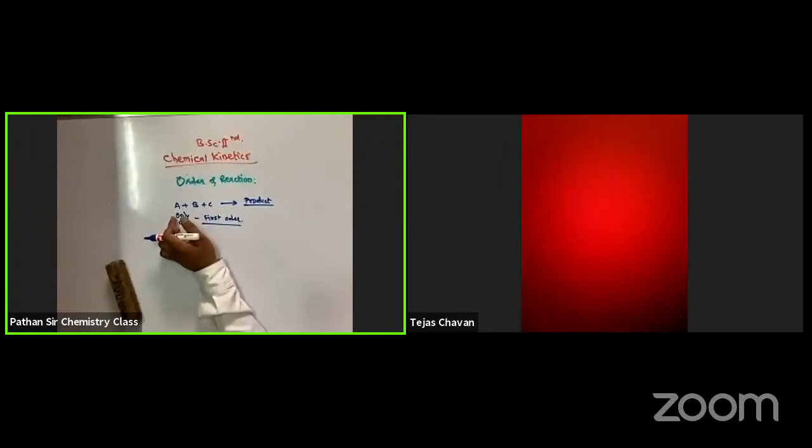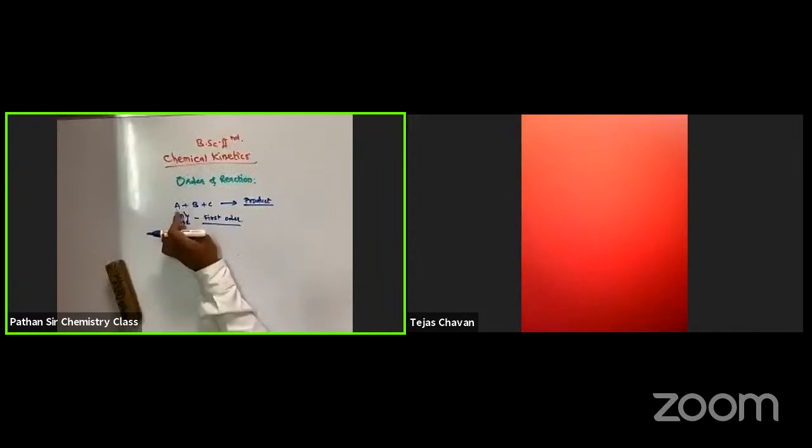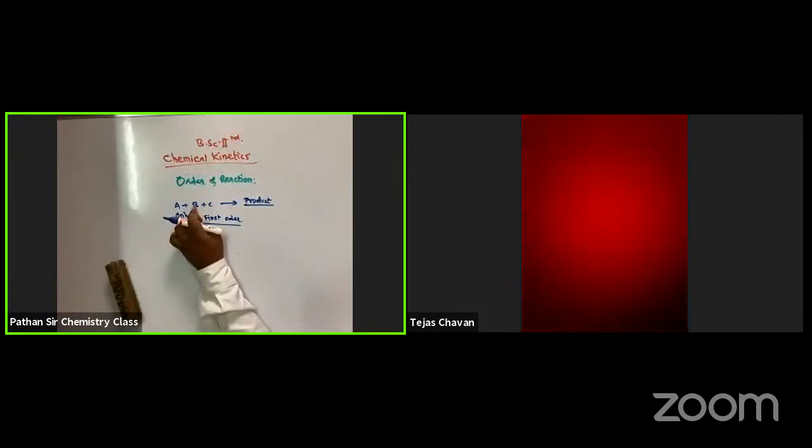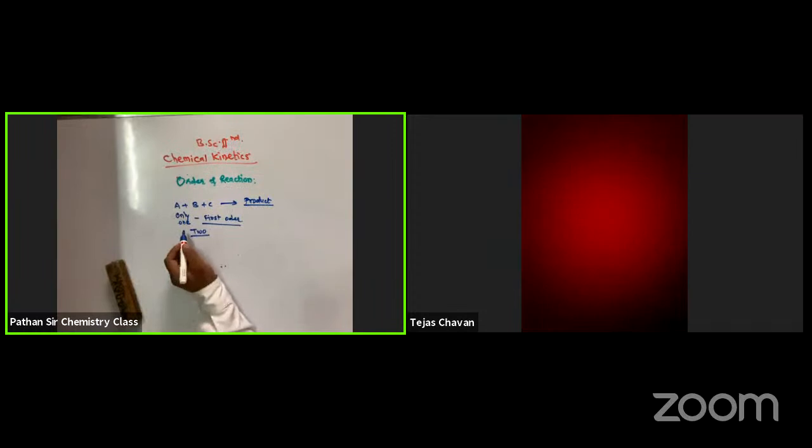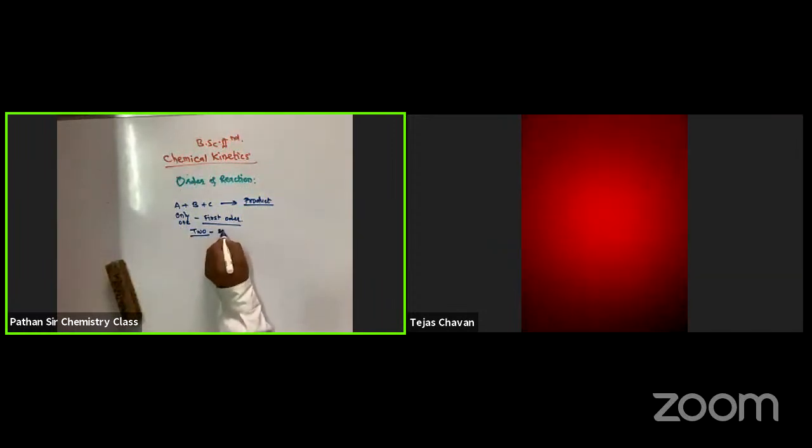See, if only the concentration of A and B are affecting the rate of reaction, and the concentration of C does not alter the rate of reaction, that means 2 reactant concentrations are affecting the rate of reaction, then that is known as a second order reaction.